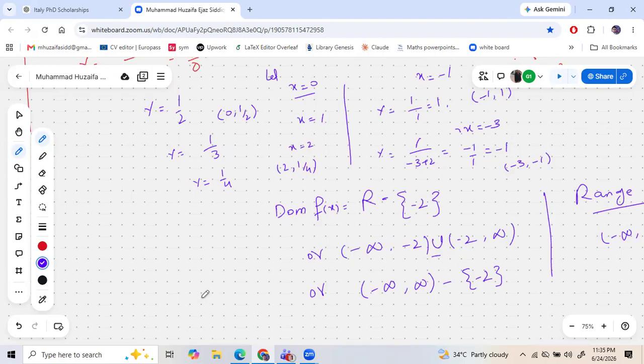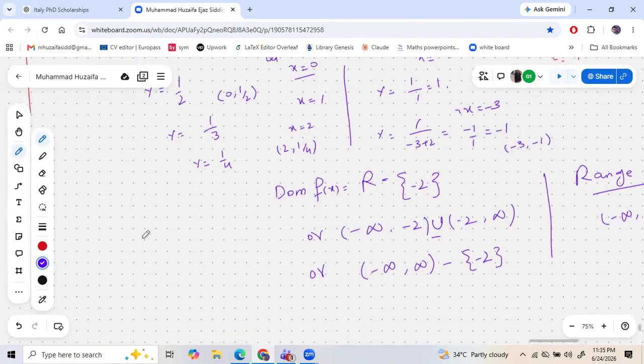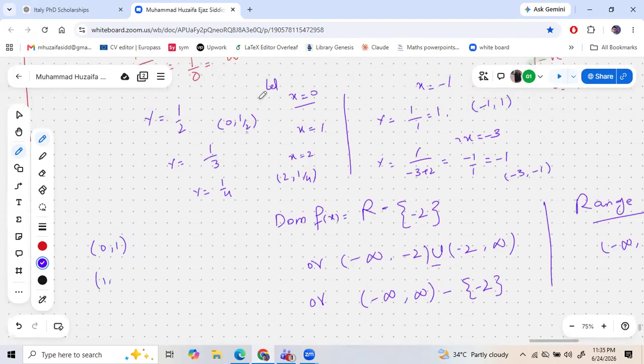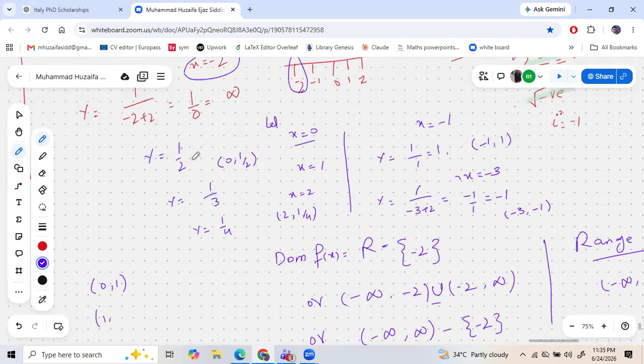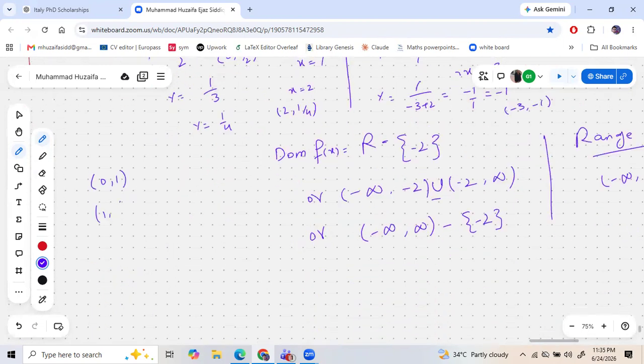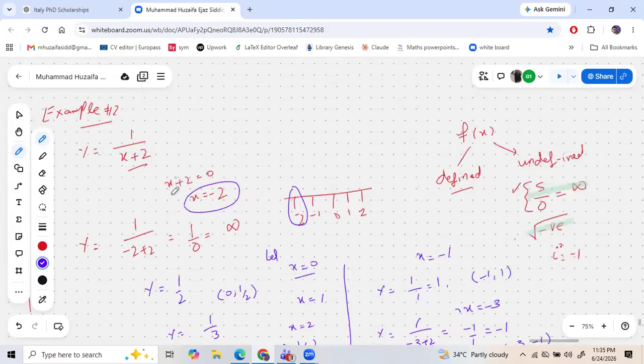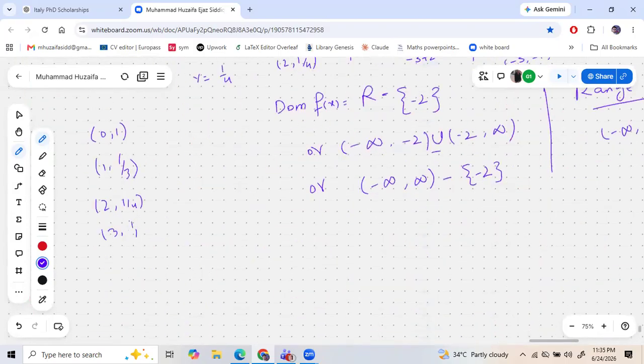We already know what happens when we put 0 and 1. Here we are writing the ordered pairs. This is 0 and 1. When we put 1, this is equal to 1 by 3. After this, when we put 2 it is equal to 1 over 4, and when we put 3, with our function 1 over x plus 2, this is equal to 1 over 5.